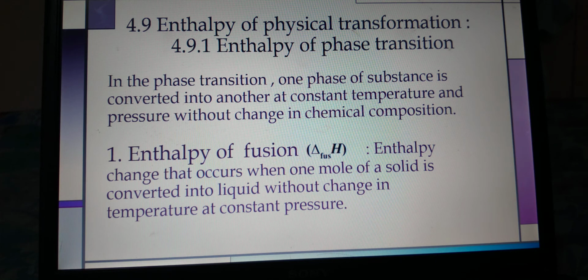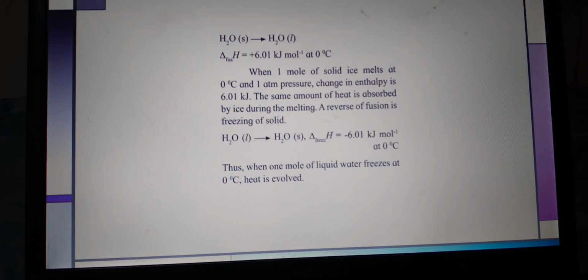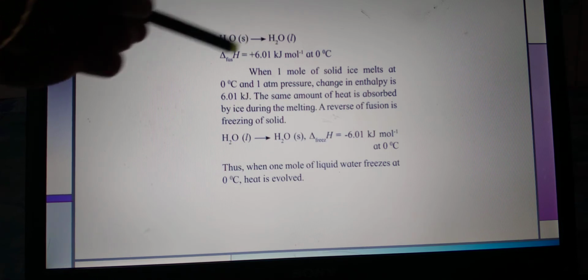Fusion means conversion of a solid into a liquid, but that is not the full definition, so we have to learn the proper definition. The enthalpy change that accompanies the fusion of 1 mole of a solid without change in temperature at constant pressure is called the enthalpy of fusion, that is, conversion of 1 mole of solid into liquid without change in temperature at constant pressure. One thing should be remembered: we do not change its chemical composition either.